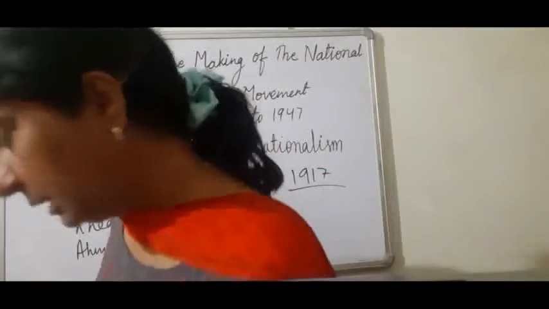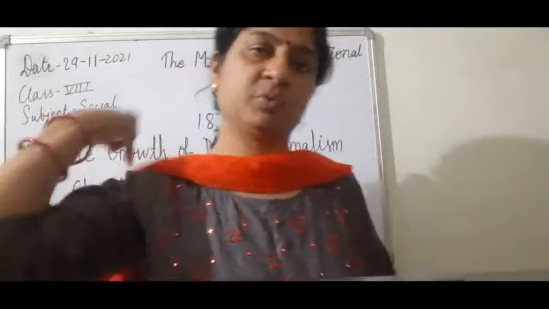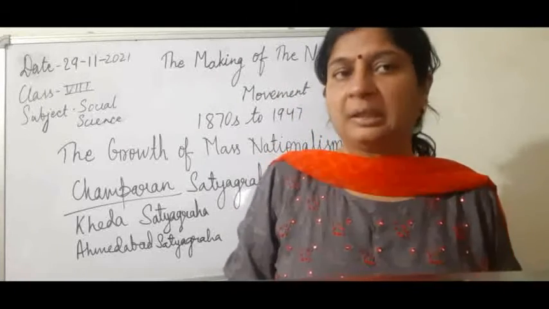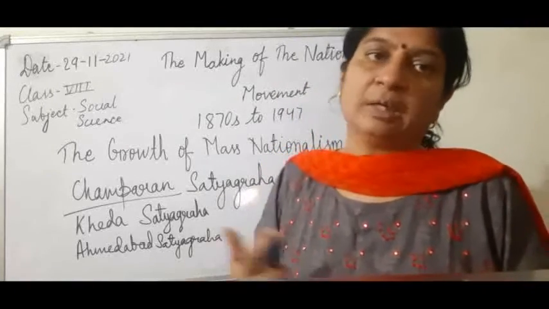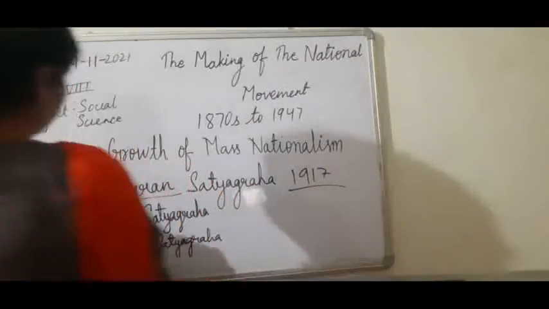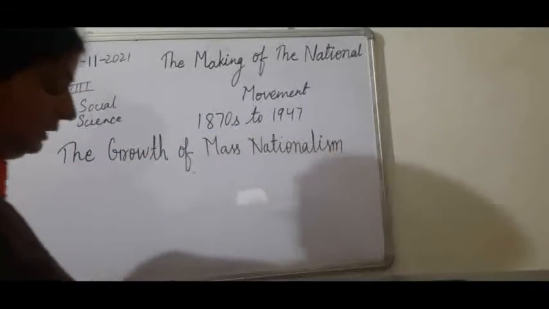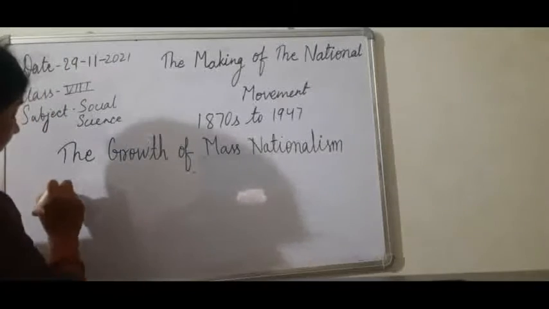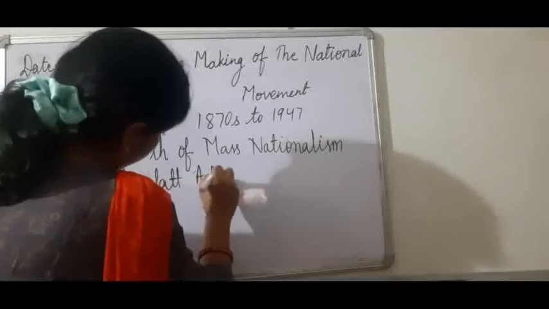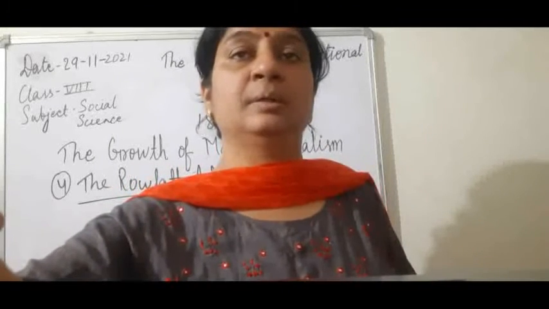Okay, and now we see the next important development of this time. We have discussed the impact of the First World War, which was one of the most important reasons for the growth of nationalism. Then the impact of the Russian Revolution, which was held in the year 1917. Then the advent of Gandhi, and these three Satyagrahas, they are associated with each other very closely. And then we see the next important reason for this growth of nationalism in India, and that is the Rowlatt Satyagraha, or you can say the Rowlatt Act. So you must understand what this Rowlatt Act is.